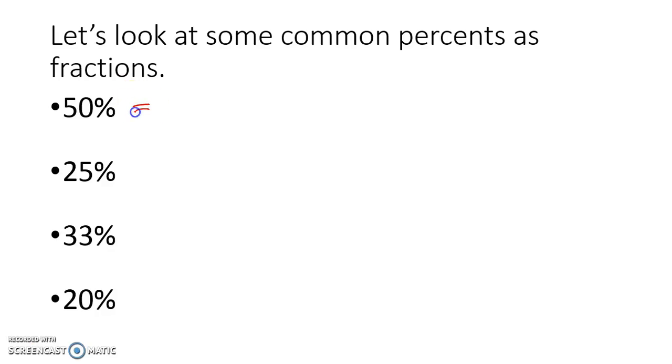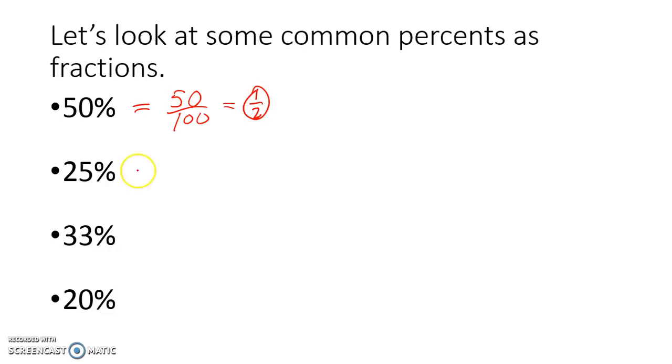Well, I know that means I have to put 50 over 100 and then simplify. And when I simplify it, no matter which factor I choose to divide the numerator and denominator by, I'm going to keep going until I get 1/2. So 50% is the same as 1/2.